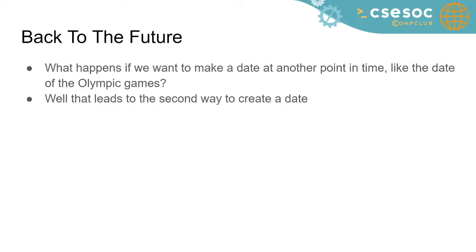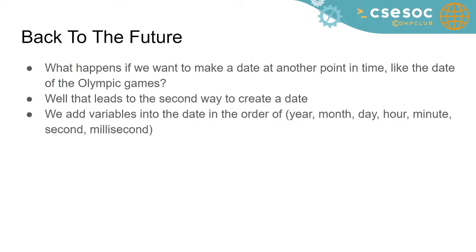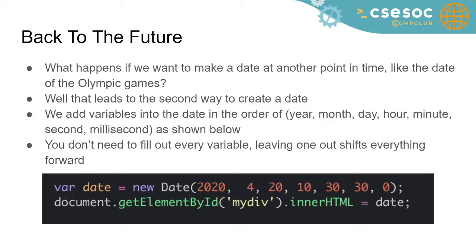So that leads us to our second way of creating a date. We add variables into the date in order of year, month, day, hour, minute, second, and millisecond. Keep in mind, you don't need all of these, because if you leave any of them out, it'll just shift it over. So it'll basically say that you're replacing that column with nothing, and then it'll move everything over to the left.